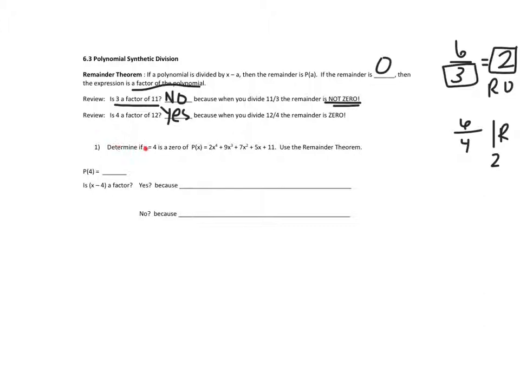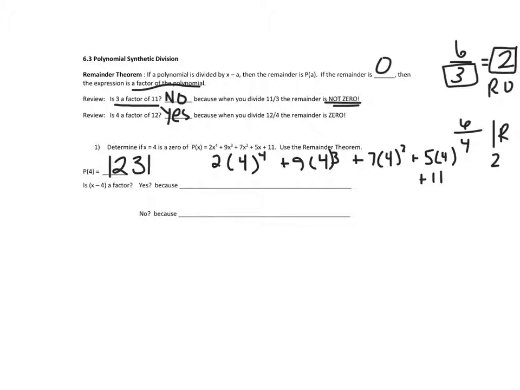First example: determine if x equals 4 is a zero. Use the remainder theorem. If it's a zero, that would mean that when you plug 4 in for x, you get 0. So I'm going to plug in 4 for x. So 2 times 4 to the 4th plus 9 times 4 to the 3rd plus 7 times 4 squared plus 5 times 4 plus 11. So this is equal to 1231, which is not 0.